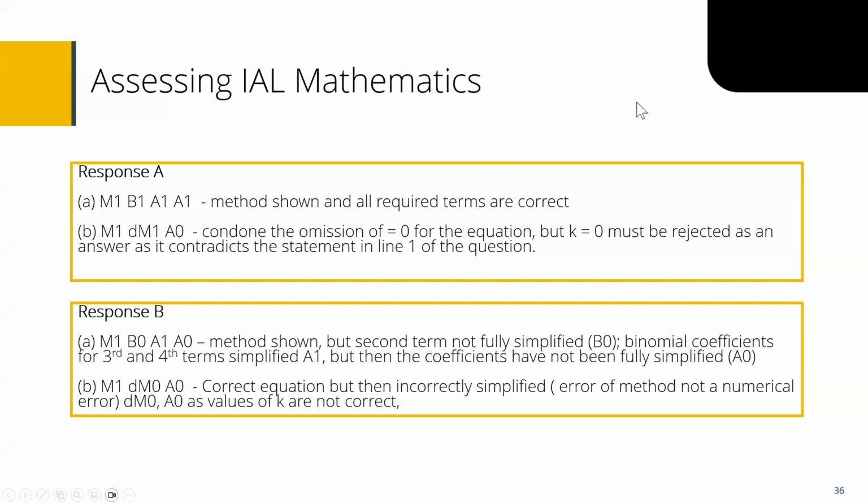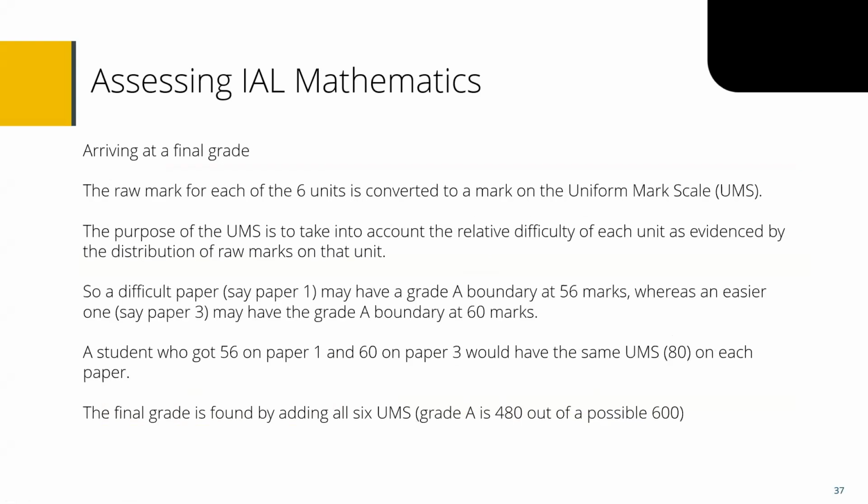Now, just a final thing about the assessments. Arriving at a final grade, the raw mark for each of the 6 units is converted to a mark on the uniform mark scale, UMS. And you'll see that within the grade boundaries as well. The purpose of the UMS is to take into account the relative difficulty of each unit as evidenced by the distribution of raw marks on that unit. So it's when we talked about how they try to have the difficulty the same. However, that doesn't always happen. And if it's slightly different, they'll then correct for it with this.